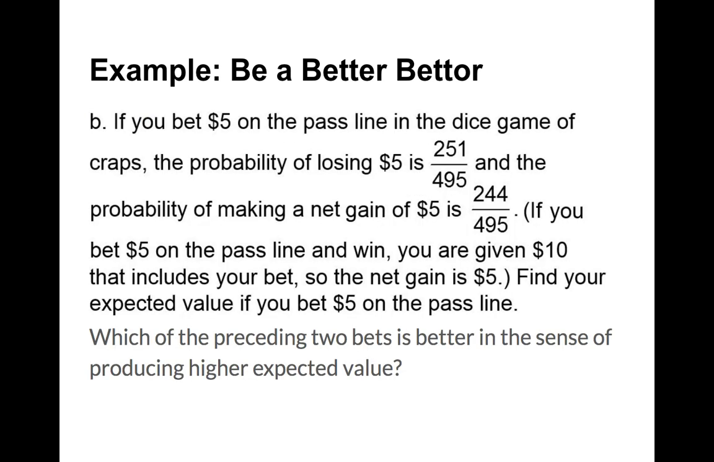Okay, I'm going to go back one slide. Now, if we bet $5 on the pass line in craps, there are a lot of ways to lose and a lot of ways to win, and that's why I've calculated these probabilities for you. If we lose $5, that has a probability of 251 over 495. However, if we win, we get $10, but again, we've already bet our $5, so we have a net gain of $5. And that happens with a probability of 244 over 495.